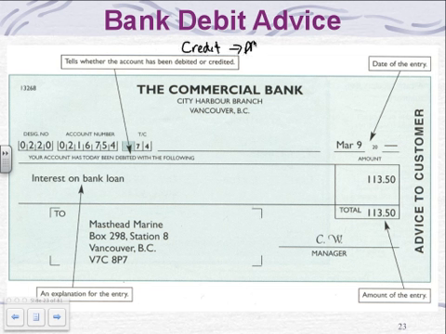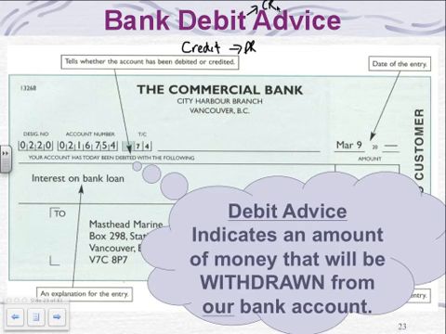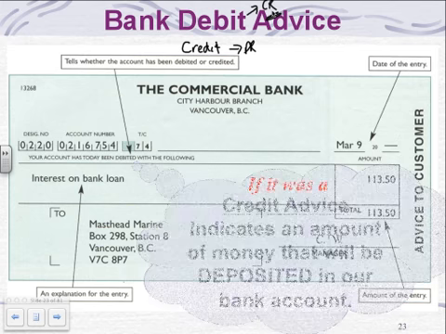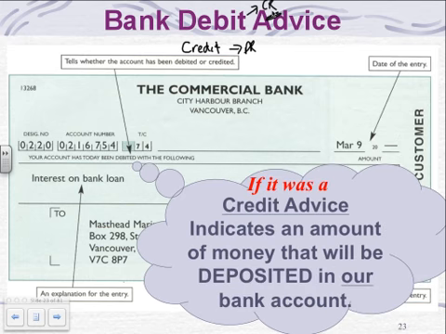So here, just going through what this is all about. A debit advice, as we have here, indicates an amount of money that will be withdrawn from our bank account. So if we have money going out of our bank account, we'd have to credit our bank account. You're doing the opposite. Next, if this was a credit advice, this indicates that the amount of money will be deposited into our bank account. So to increase your bank account, we have to do a debit. So again, we're doing the opposite.